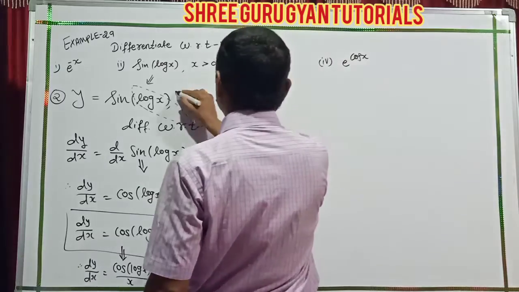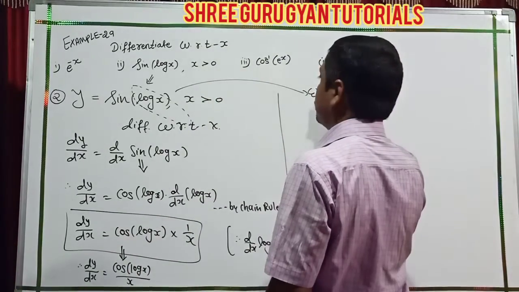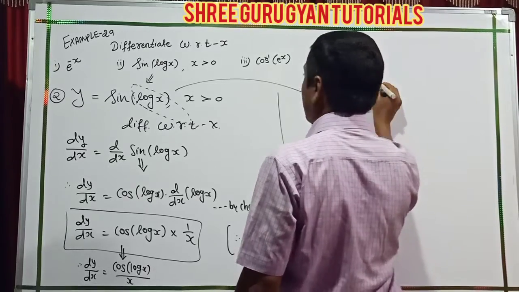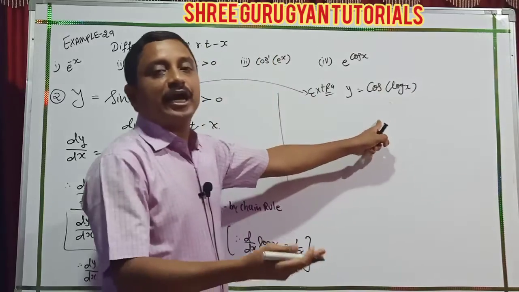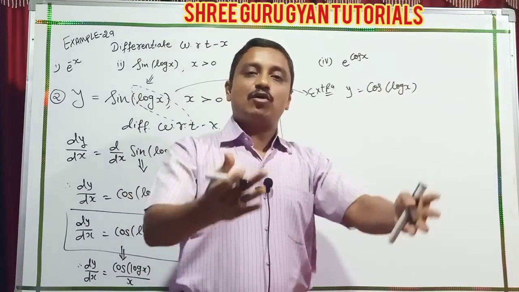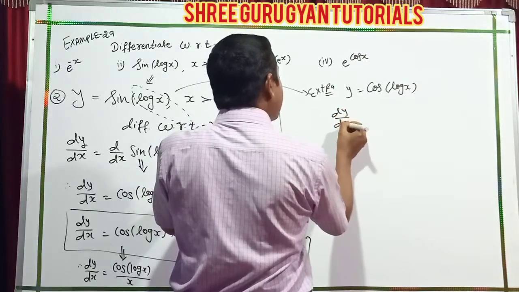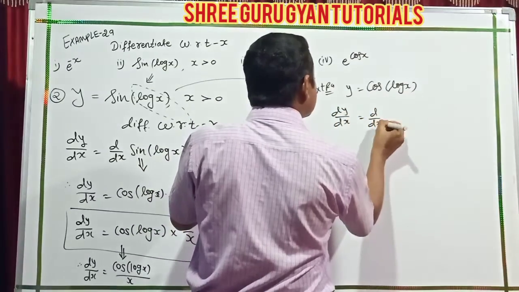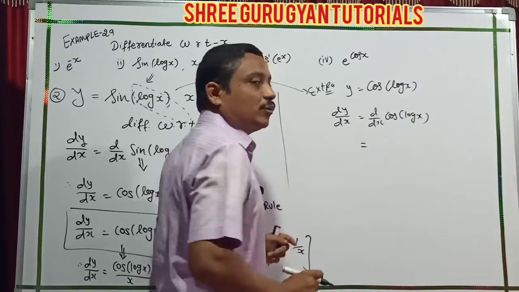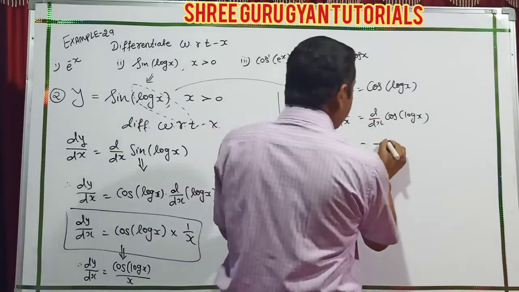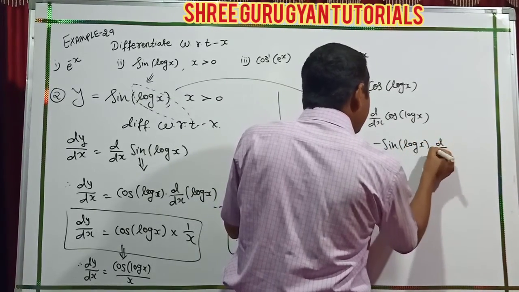But I am going to do one more sum for you, extra. If you take this question to the next level, cos of log x, I hope you understood. Here it could be tan, cot, sec, cosec, any of them being asked. So what is dy/dx? Yes, d/dx of cos of log x. What is the cos derivative? Minus sine. And the log x derivative as it is.